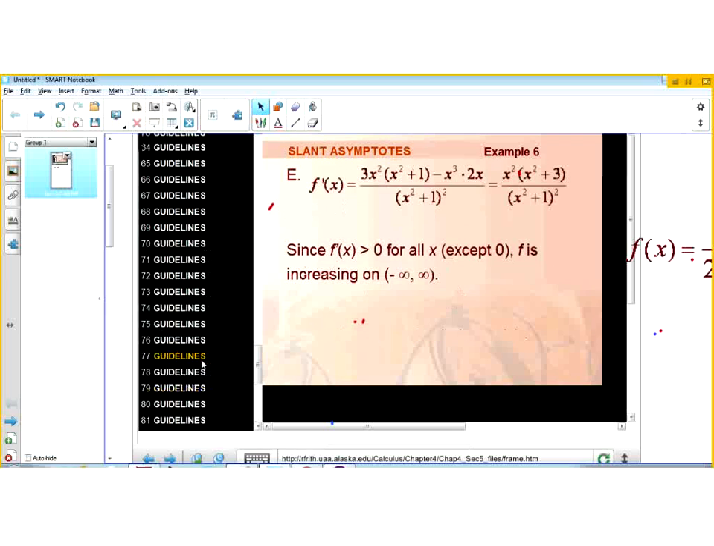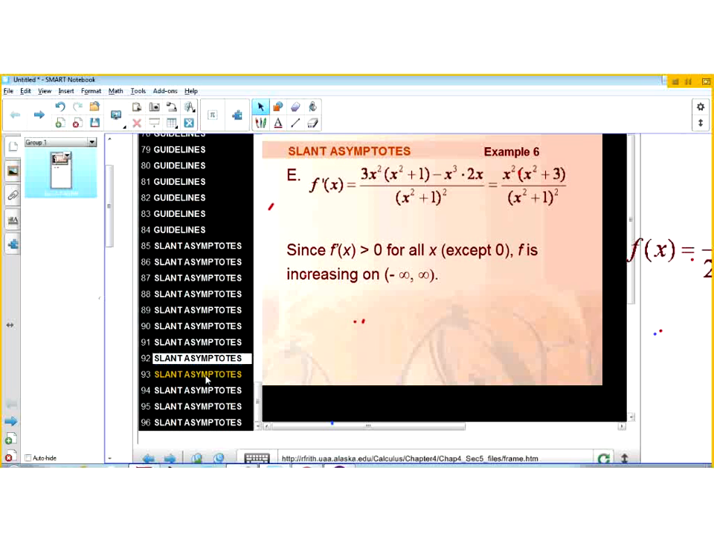Slide 92. Well, they calculate the first derivative. Okay, you can do that; I'll leave that to you. The first derivative is greater than 0 for all x. Well, the denominator is always greater than 0. So the first derivative is greater than 0 for all x, except, of course, x equals 0. So this is an increasing function, forever increasing. So there are no local minimums or maximums for this curve.